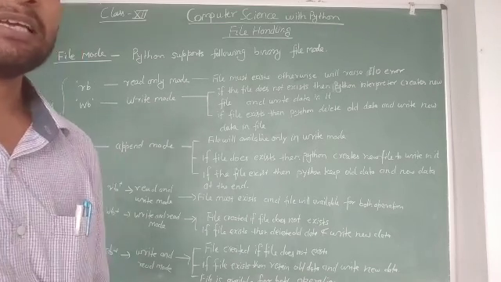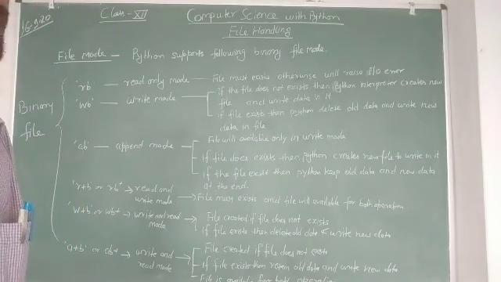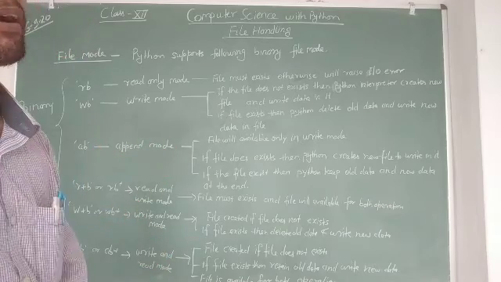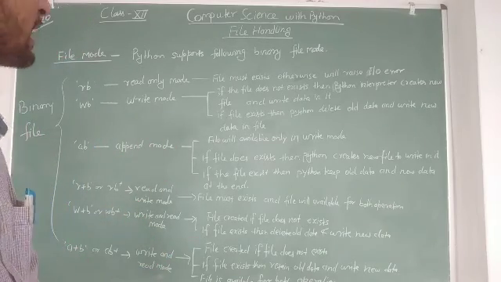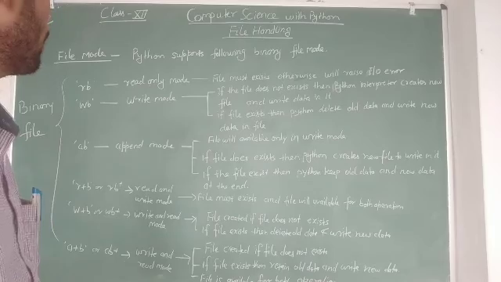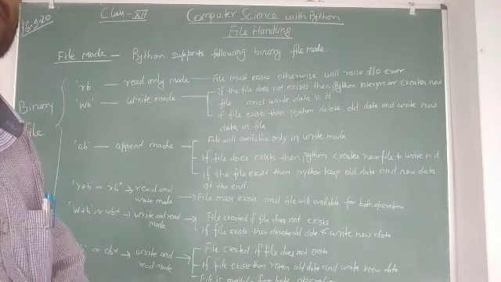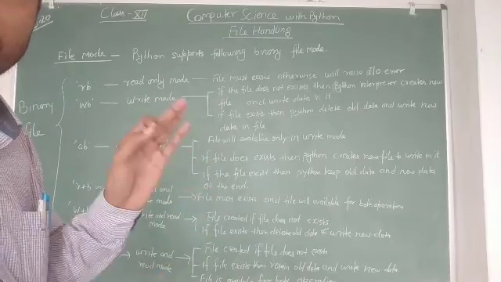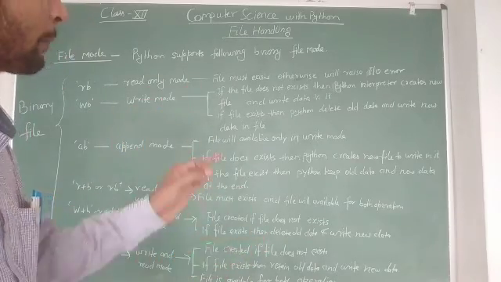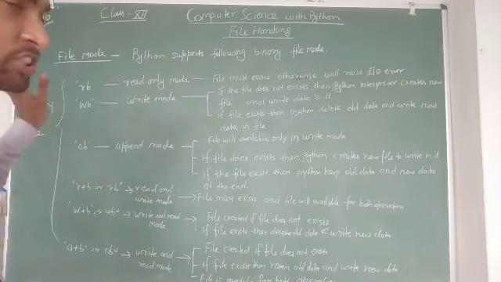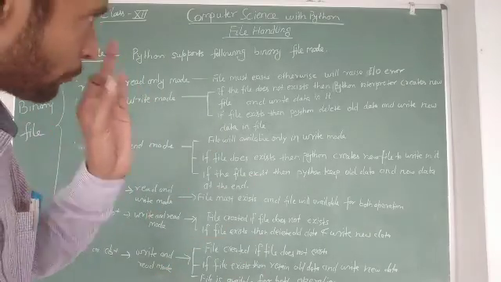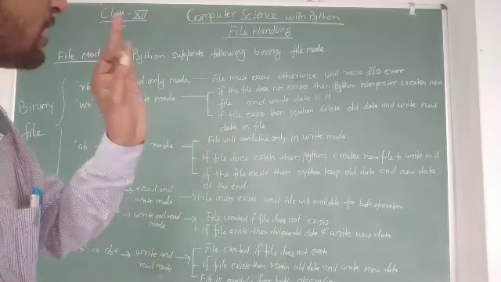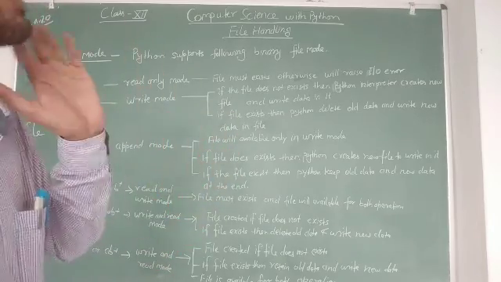We know very well there are two types of files supported by Python, that is text file and binary file. File mode says the type of operation that can be performed on the file, and we have discussed the different file modes supported by Python for the text file. Today we will study the different file modes supported by Python for binary files.